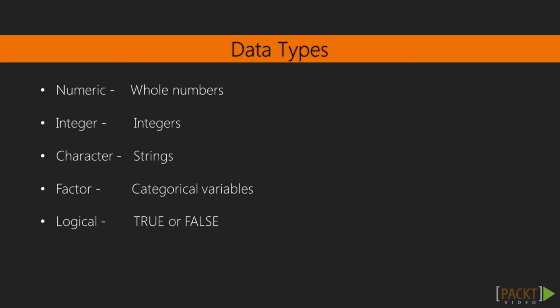Here are the basic types available in R. Apart from what we created above, the other important data types are factor, which is used to store categorical variables, and logical, used to store binary variables, true or false.